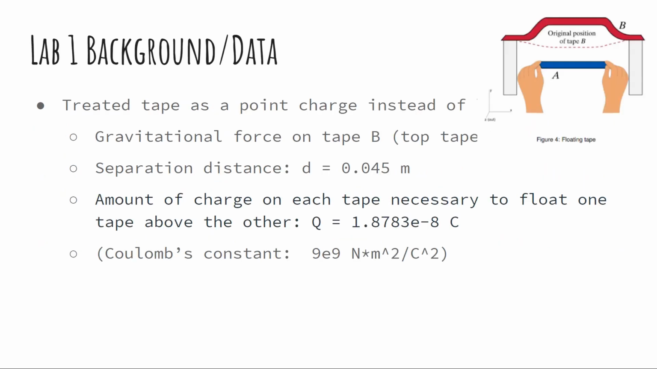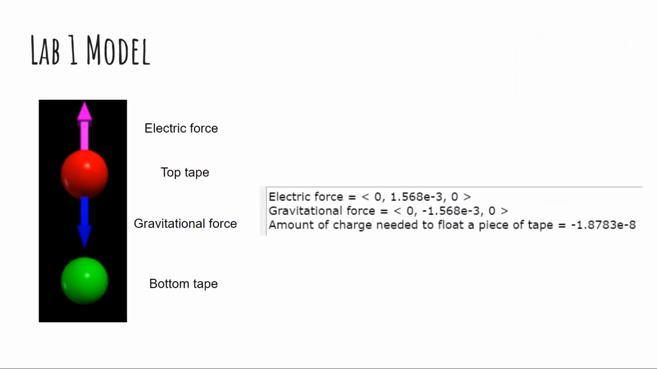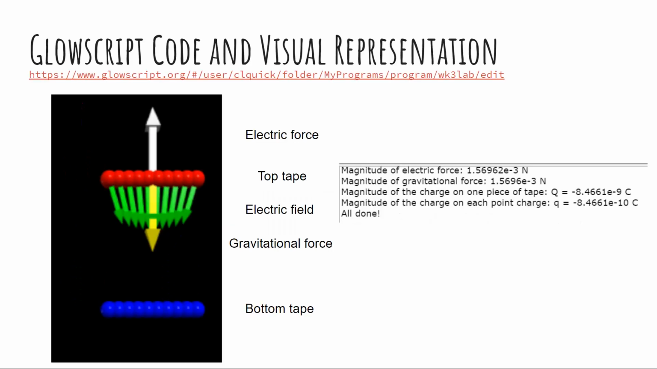In Lab 1, I found the amount of charge needed to float a piece of tape. To do that, I found these important values. Here in Lab 1's computational model, we see the tapes being modeled as point charges and that the electric field from one point charge on the bottom is acting on the point charge on the top. In this lab's model, however, we see that each bottom point charge has an electric field acting on each top point charge to ultimately create a positive net electric force acting on the top tape.